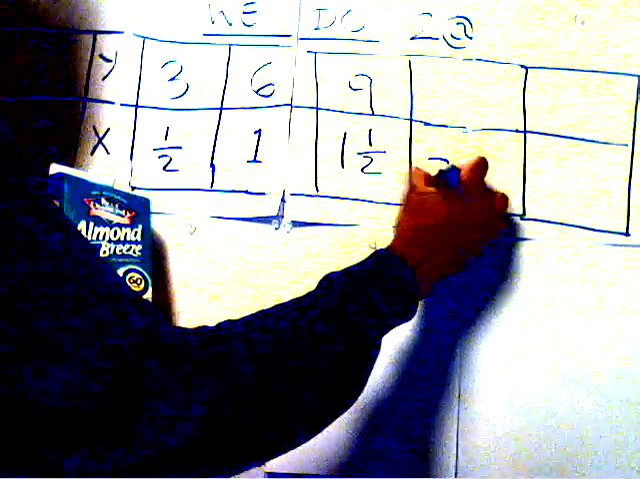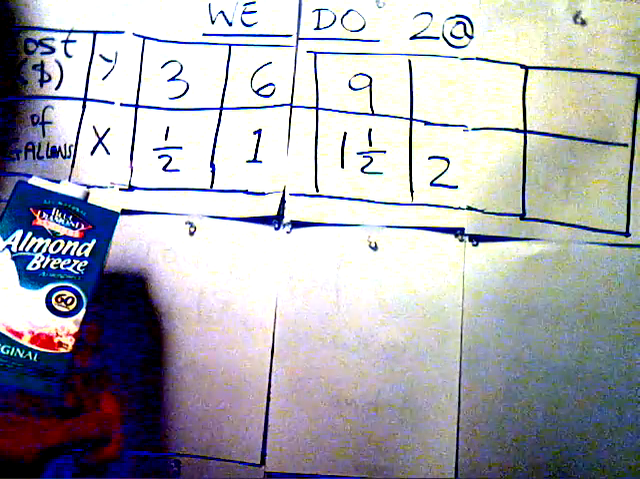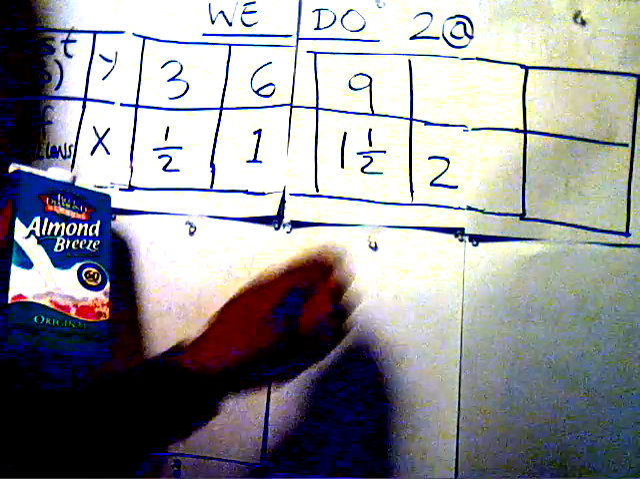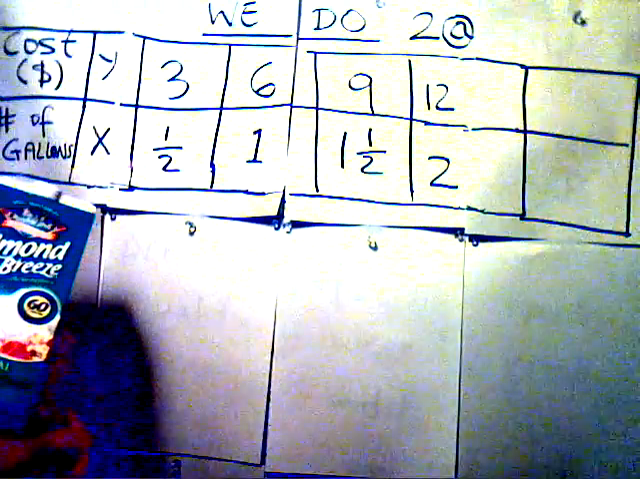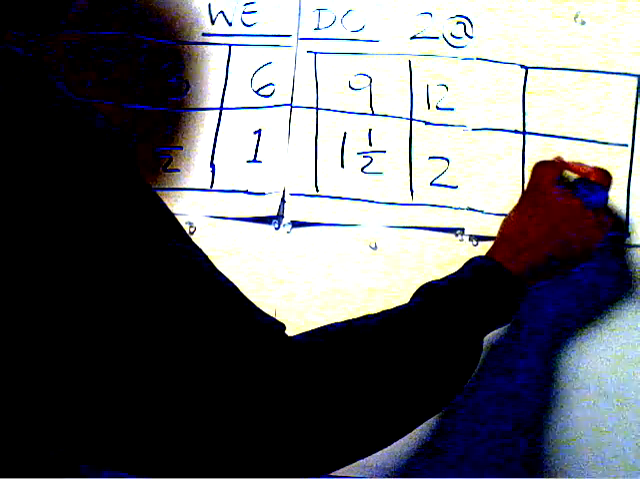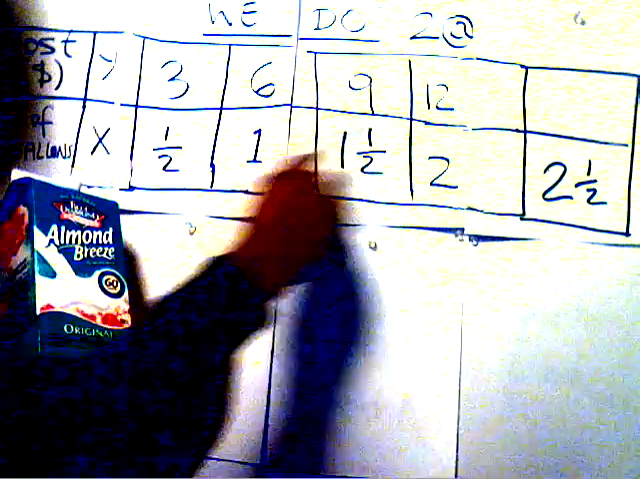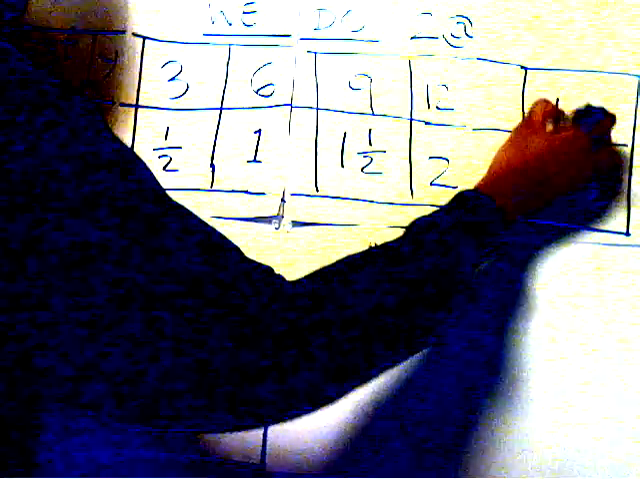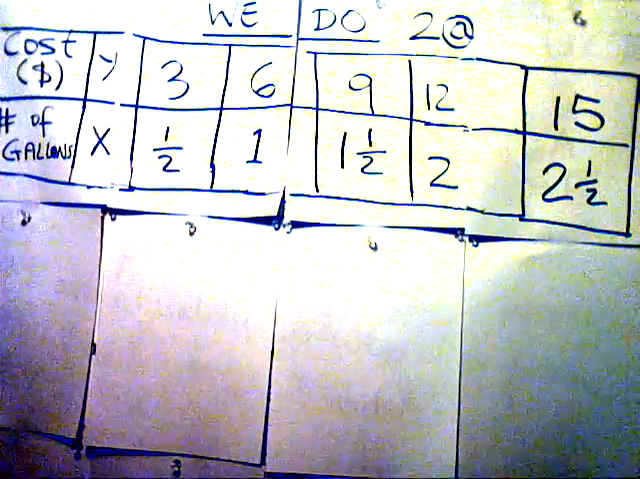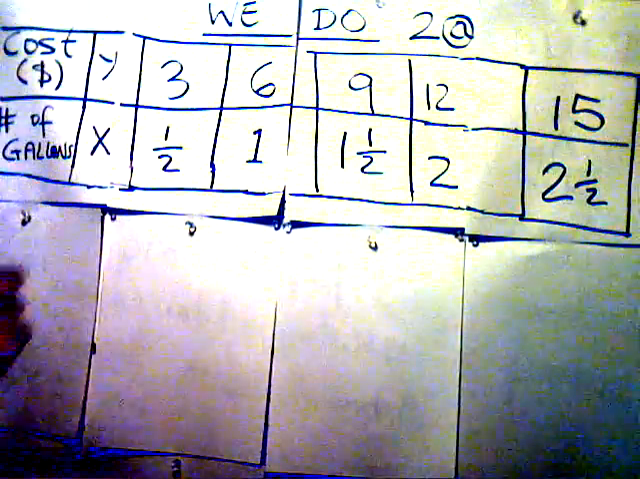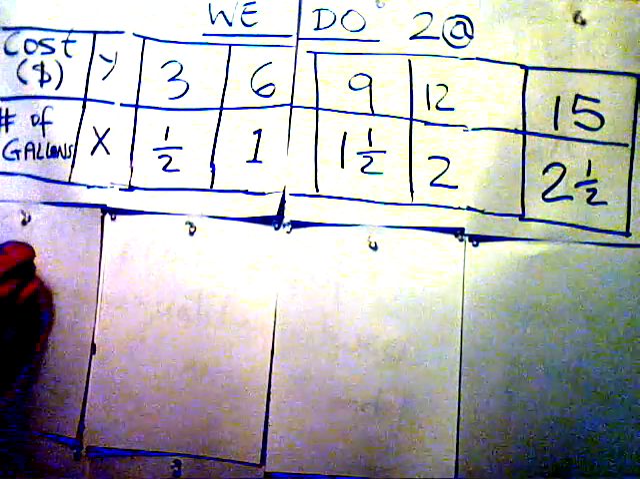Can somebody tell me what 2 gallons would cost? Yes, 2 gallons would cost $12, because 2 times 6 is equal to 12. Right? And I will just end with 2.5. You add another half to 2 to get 2.5, so you have to add $3. Does that make sense?